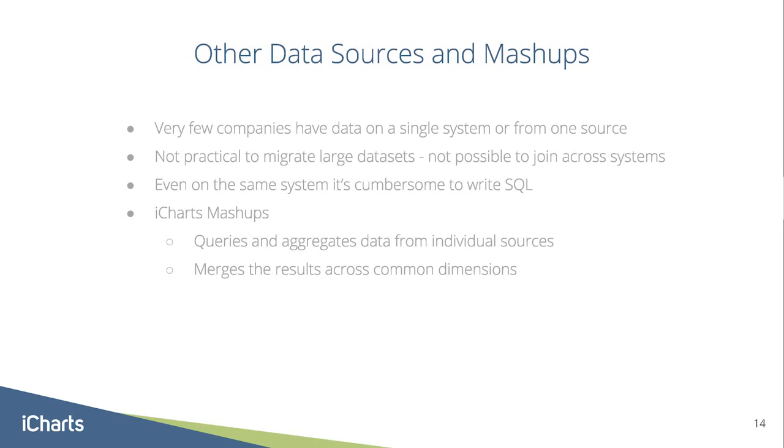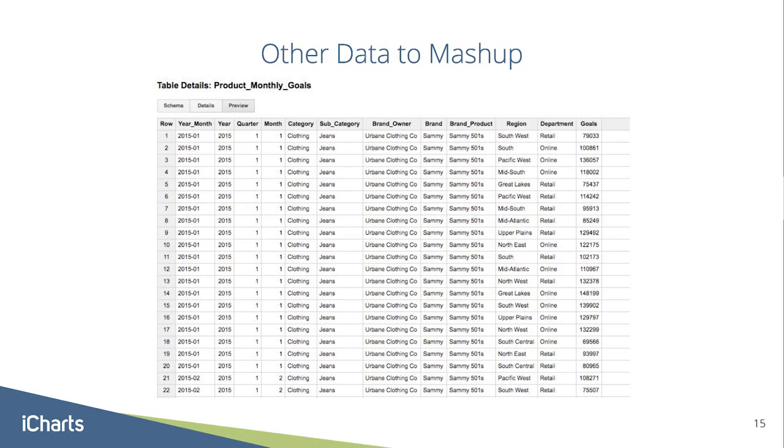You'd want to use a tool like iCharts and our Mashups capability. What we actually do is, when the user is creating a chart on a mashed up data set, which has individual data sets attached to it, iCharts goes out, queries those individual data sets, and creates the aggregate values from those individual sources. And then it will merge the results across the dimensions that are defined within the chart.